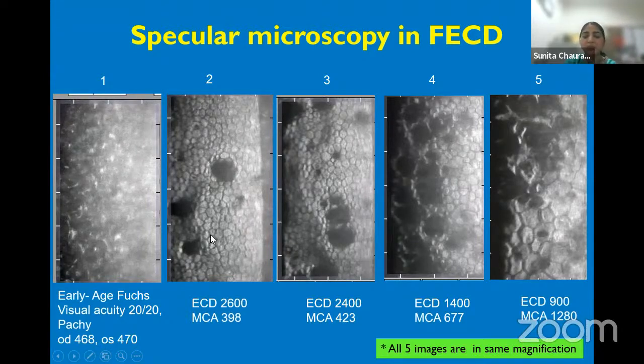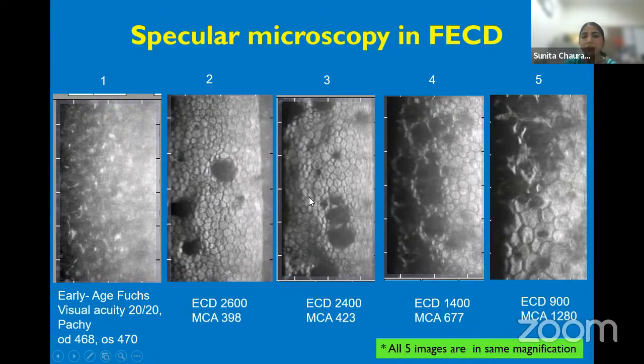The second image is from a patient, again from the central cornea, and we can see that the ECD is 2600. The image is fairly reliable because you have intervening cells which are of normal cell area. The mean cell area is 398, which as per the age was normal.